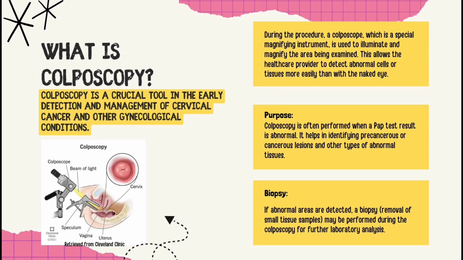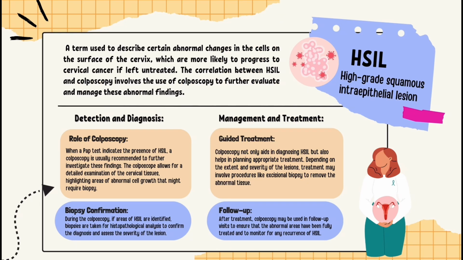Why do we perform colposcopy on patients? It is often performed when a pap test result is abnormal. It is to detect precancerous lesions and other abnormal tissues. Let's go over what HSIL is and how it is detected and managed.